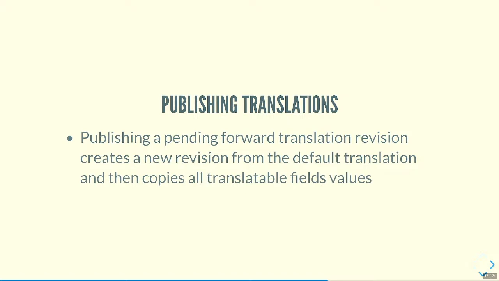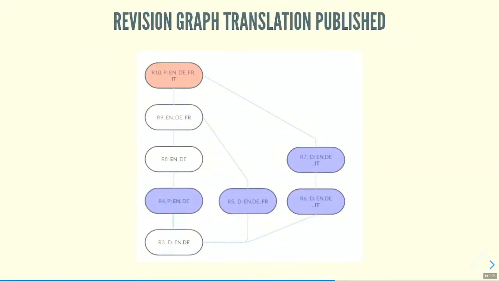Then when you publish them, what's happening is that it takes the current default revision, it does a diff basically of the translation values, applies that on top of it, and creates a new revision. So in this example, we have a few more revisions. We did one more update of the Italian translation first, revision 7. And then we published the English, the changed forward draft with the English and German.